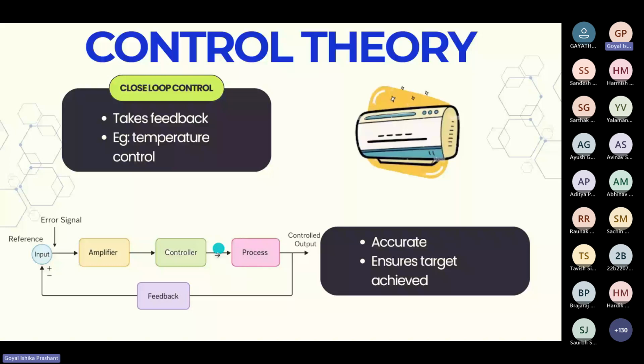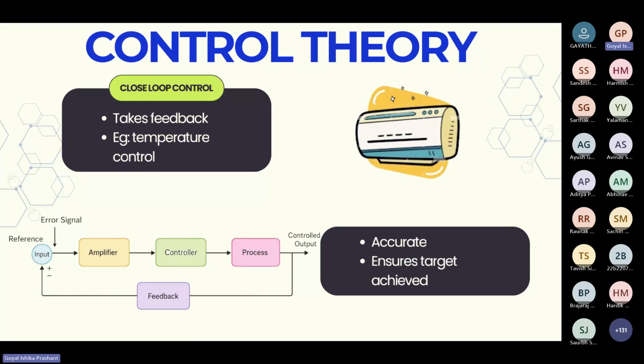For example, in temperature control, say you set your AC to 22 degrees Celsius. The temperature sensors in the AC would keep taking in the temperature of the room to ensure that the temperature remains at the value that we desire. So this results in our system being accurate and it ensures that our target is achieved.